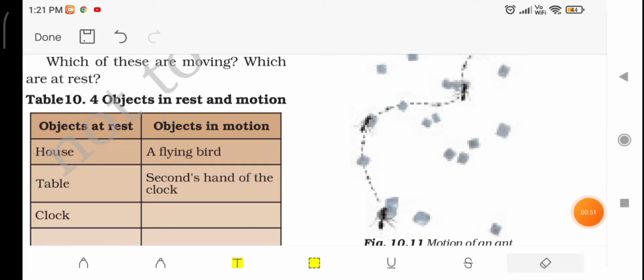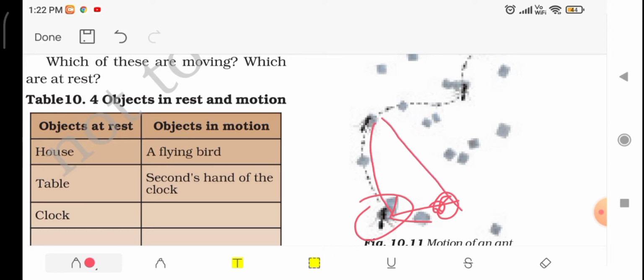So this is one ant. We can mark some point in the direction the ant is moving. Suppose this is one point I have marked. Now we can see the distance of the ant from this position. It is here. Now it is moving, and we can see the position and distance of the ant from this point. This point we can name O. Then we mark one more position of the ant from the point O.